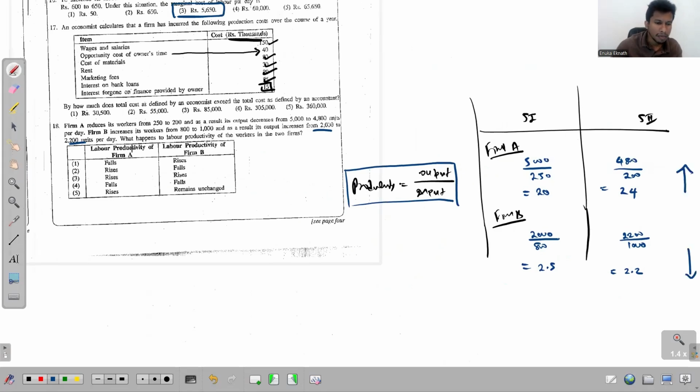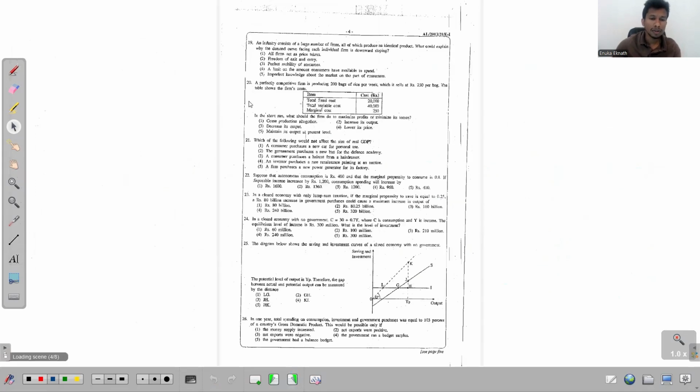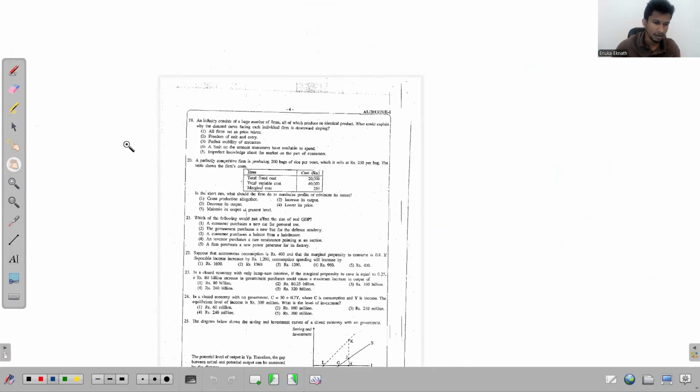So labor productivity of firm A rises, and labor productivity of firm B falls. So the answer for this question 18 is the second one. Hope you can understand that. No need to discuss the other points, because simply by looking at the table, you can understand what is correct and what is wrong. Right. Now come to this question number 19.